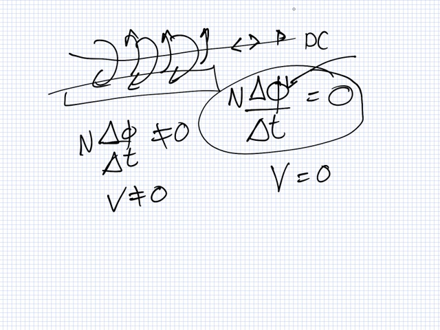Okay? They asked this in the exam a while ago, I don't remember when. They said, explain why a DC current would not be suitable for a transformer, would not work in a transformer. Okay? So this is the reason why.